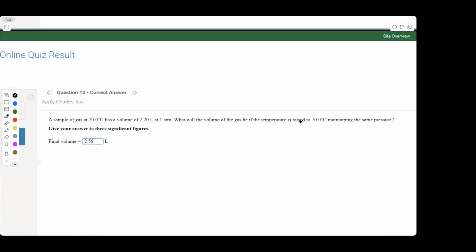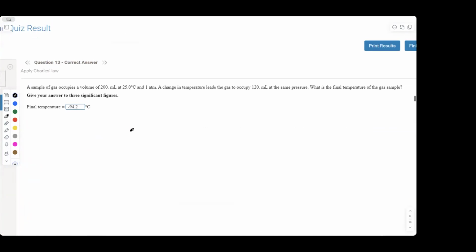Here I have the same pressure, temperature is changed and volume is changed. So I can use the same thing, V1 over T1 equal to V2 over T2. A sample of gas occupies... The questions are very easy. Temperature again versus volume.